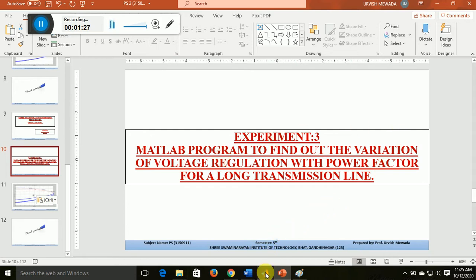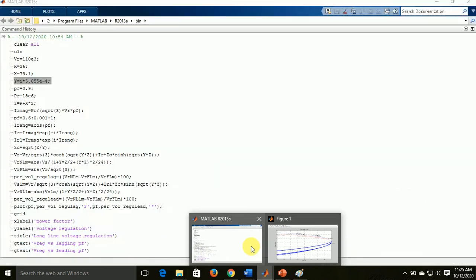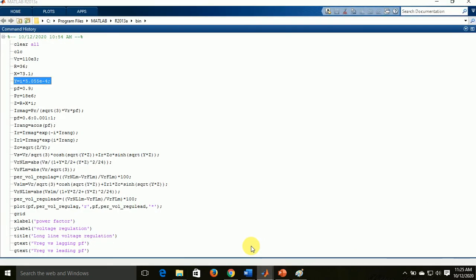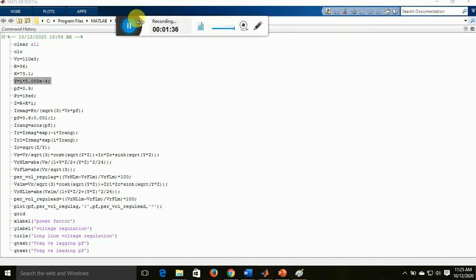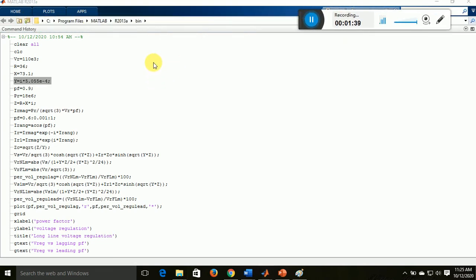For that we need to start the MATLAB software. In the MATLAB program window I have prepared the program for the given system. So let us start with the program. This is the date showing when the experiment was performed in MATLAB, and this is clear all, and clc is the command to clear the screen, whatever we have done previously in this M file. That will be cleared using this command. Now let us feed the data into this program.